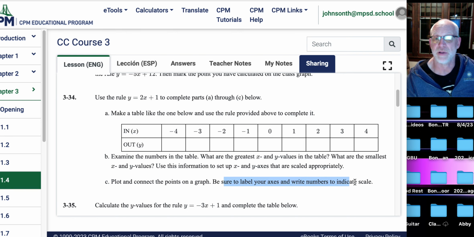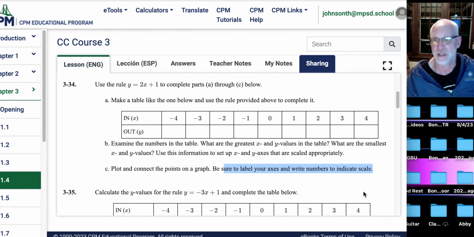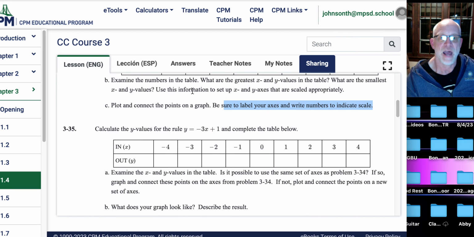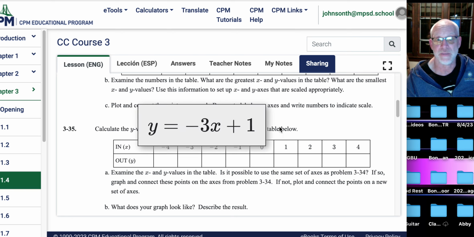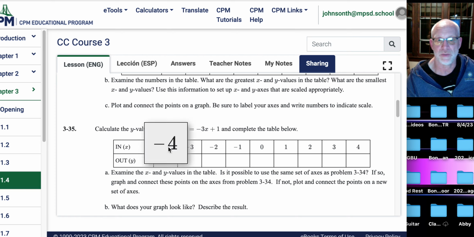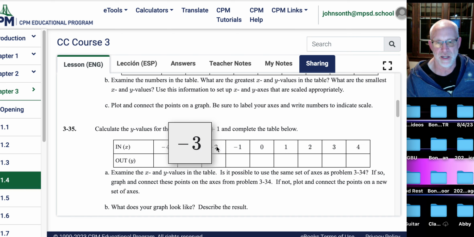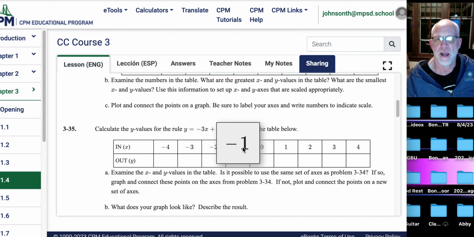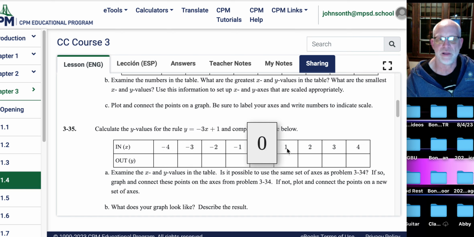Make sure to label your axes and write your numbers to indicate the scale. After that, look at your number. We take your number, we multiply it by -3. So we triple it, we change the sign, and then we add 1. Triple it, change the sign, add 1, and so on. Can you fill out that table?